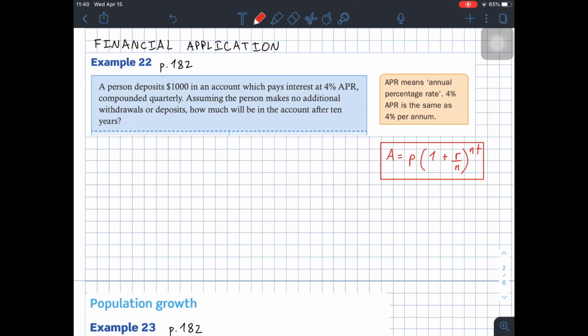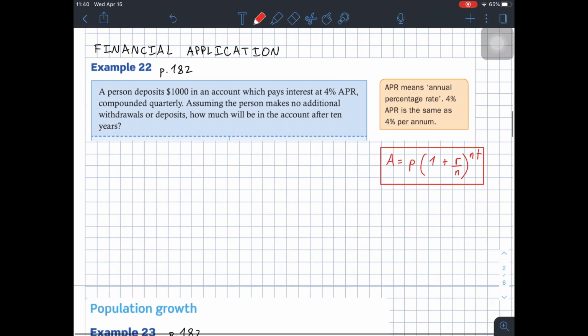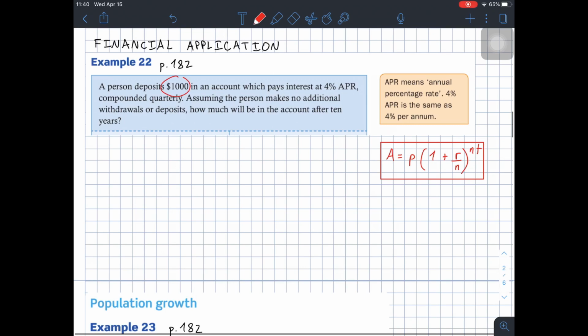Okay, so first of all, this is a formula that I just brought from the theory up there. So we're gonna identify all the pieces of information. First of all, this deposit of $1,000 is P, right? So I'm gonna write P equals $1,000. Then, in an account which pays an interest of 4% annual percentage rate, right? The annual percentage rate is the R for our formula. So R equals 4%, which is the same as saying 0.04.